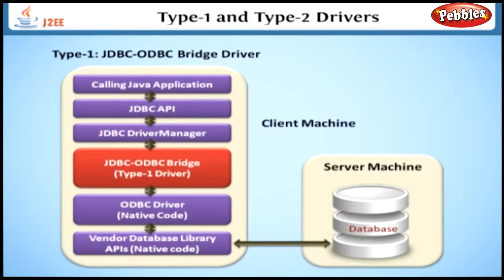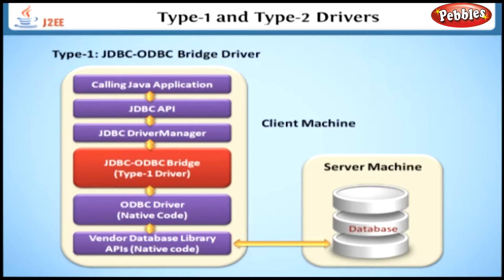Here is a typical JDBC-ODBC bridge environment. Just to recall the steps of using JDBC-ODBC driver to connect to a database. As we discussed earlier, the request from the application goes to Driver Manager and then to the Type 1, i.e. the JDBC-ODBC bridge driver, then to the ODBC driver, and communicates with the database through the vendor database library APIs.